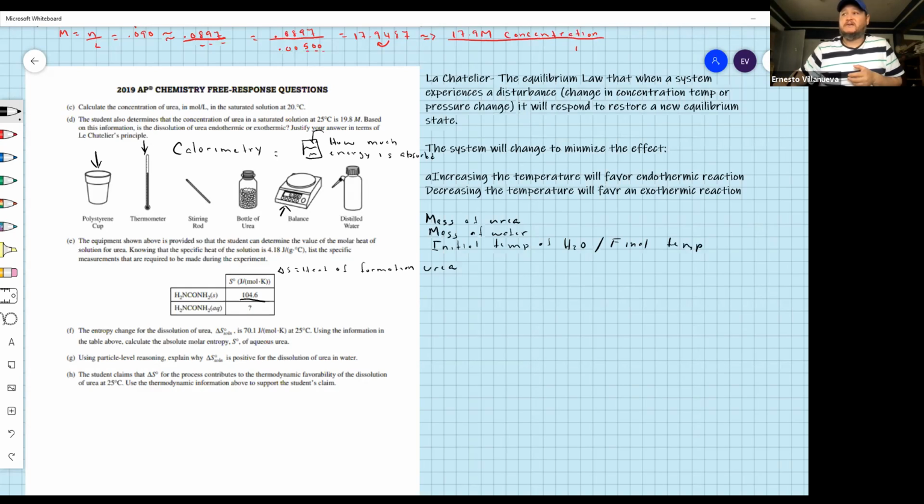And let the screen catch up for a second. All right. So if you understand the calorimetry, all it's asking you to do is say, hey, what measurements am I going to need? We know all the equipment that we need, but the measurements would be the initial temperature, the mass of the water, and the mass of the urea. That's all it's asking you to do in this question, right?